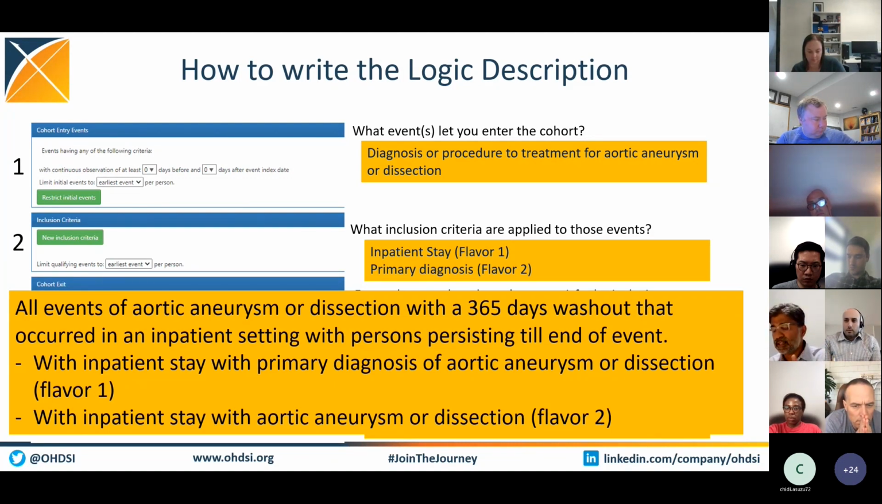And then there are 2 flavors. Flavor number 1 is with inpatient stay with primary diagnosis of aortic aneurysm or dissection. Flavor number 2 is with inpatient stay with aortic aneurysm or dissection. There is no primary diagnosis requirement. So we're going to try to model this logic in Atlas. So far, do we have any questions before I go into Atlas?